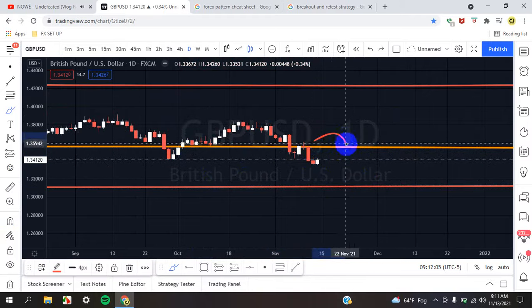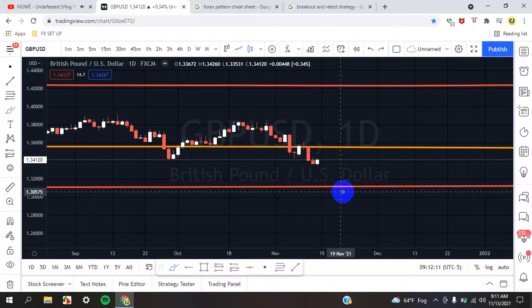So we're looking for some type of entry in this area here, if market is truly working its way back up to that high to come back down. Get it down to the 4-hour.